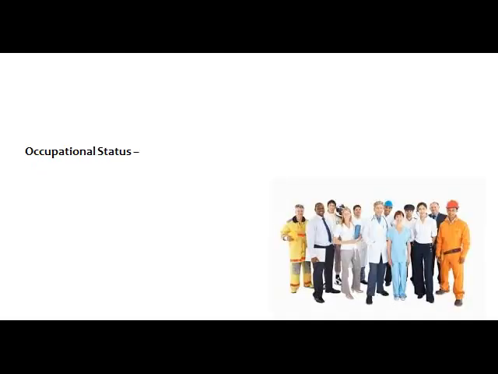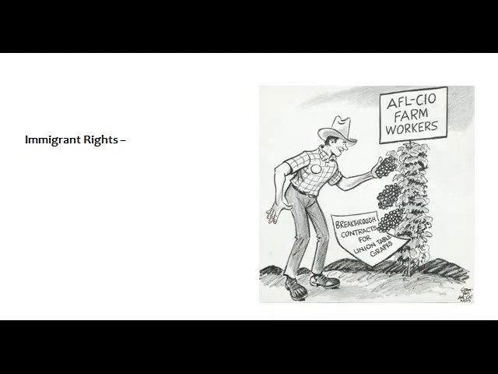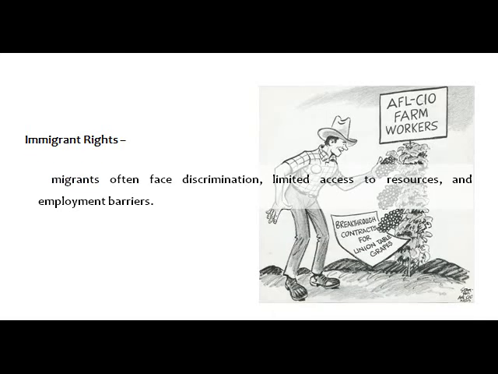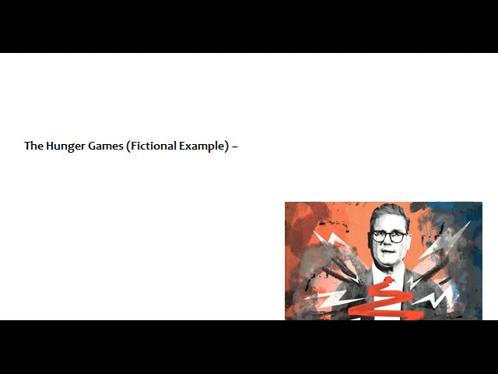Occupational status. White-collar versus blue-collar work, with prestige differences. Immigrant rights. Migrants often face discrimination, limited access to resources, and employment barriers. The Hunger Games, fictional example. Symbolic of real-world inequality, depicting oppressive control by elites.